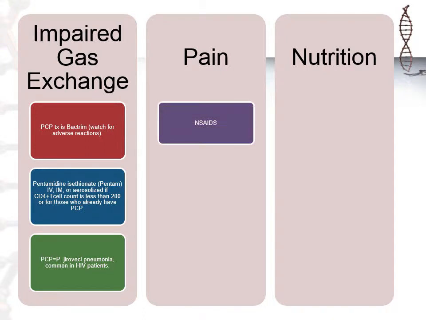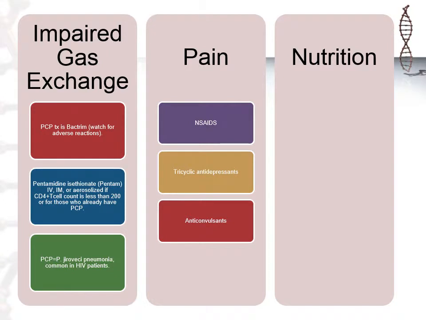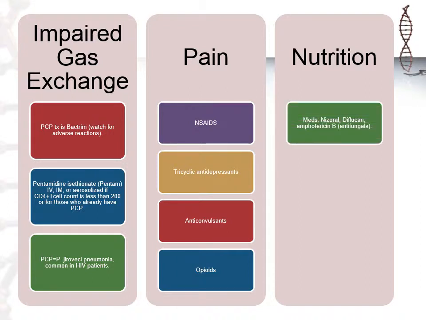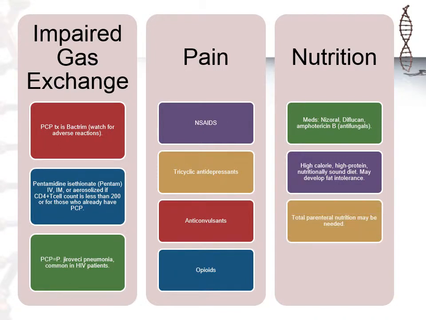For pain, they may use NSAIDs and tricyclic antidepressants. They may also need to use anticonvulsants or opioids. For nutrition, they may offer meds such as Nizoral, Diflucan, and antifungals. They encourage a high-calorie, high-protein, and nutritionally sound diet. They may develop fat intolerance. Total parenteral nutrition may be needed.